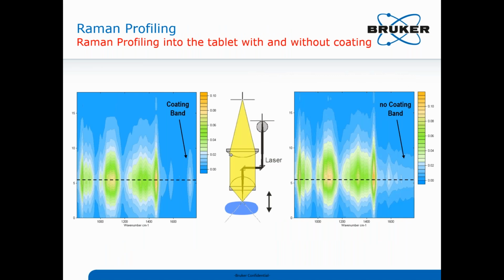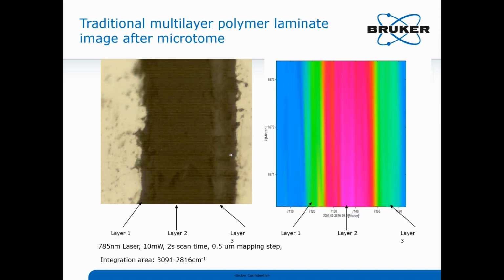So that enables us, in this case, to look at, say, a coating of a product and where there's coating and not coating just by moving through the focal point.